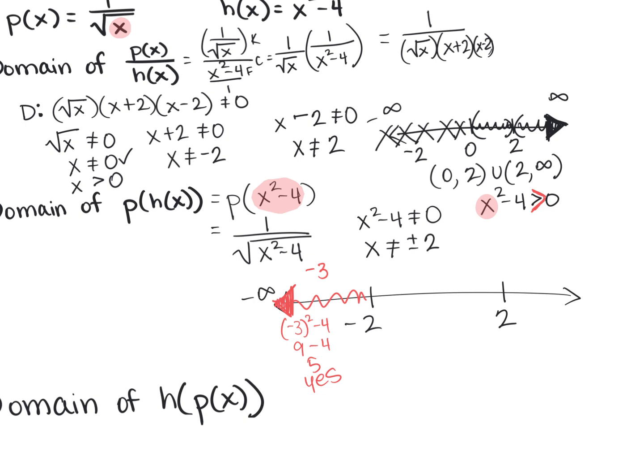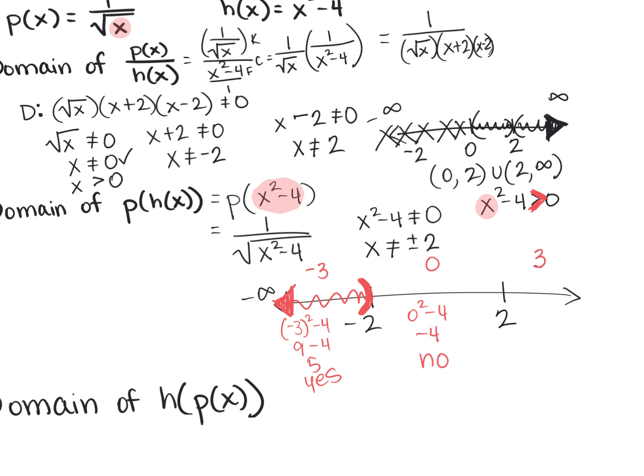Now, I know that I can't be equal to 2, so this is a parenthesis. If I'm going between negative 2 and 0, then a good test value would be 0. Well, if I do 0 squared minus 4, 0 squared is 0, and then I still have a negative 4. Is negative 4 greater than 0? No, it isn't, so that is not in my domain.